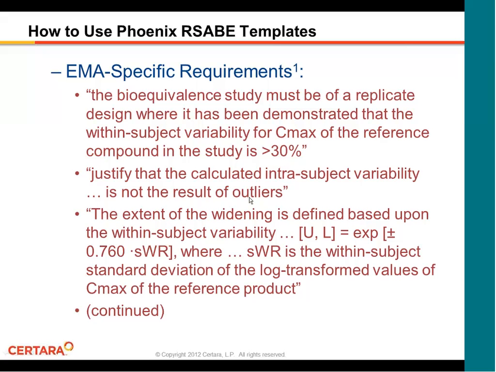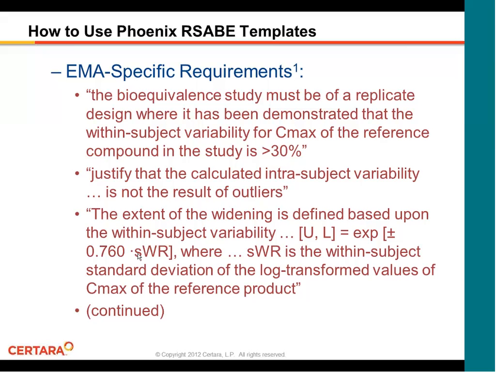So the extent of the widening is defined based upon the within-subject variability. Those limits, the upper and lower limits, are now extended to have the exponential plus or minus a constant 0.760 times the within-subject standard deviation of the reference product. And in this case, for EMA, it is for Cmax.